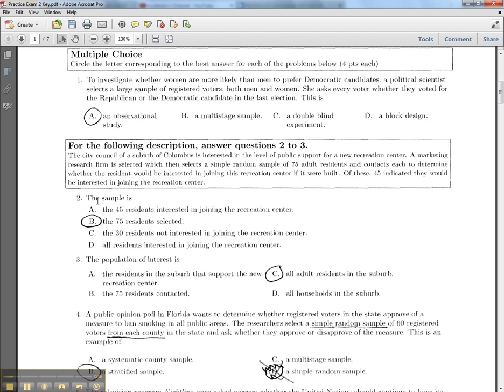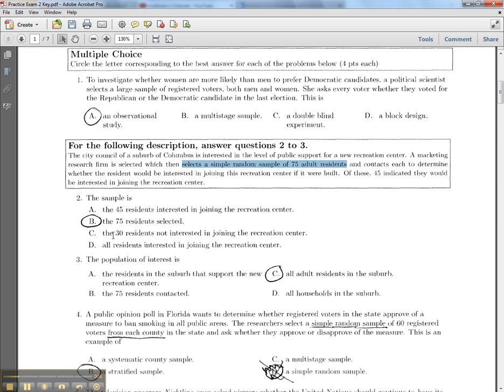So the sample is very, very clear right here. It says that they selected a simple random sample of 75 adult residents. That should be pretty clear to you that the sample is the 75 residents. So it's not the 45 residents interested, because those are the people that responded they were interested. So that's not the sample. That's part of the sample.